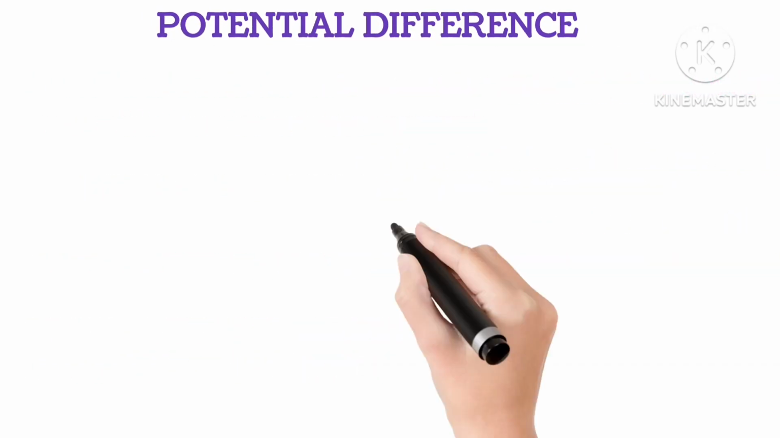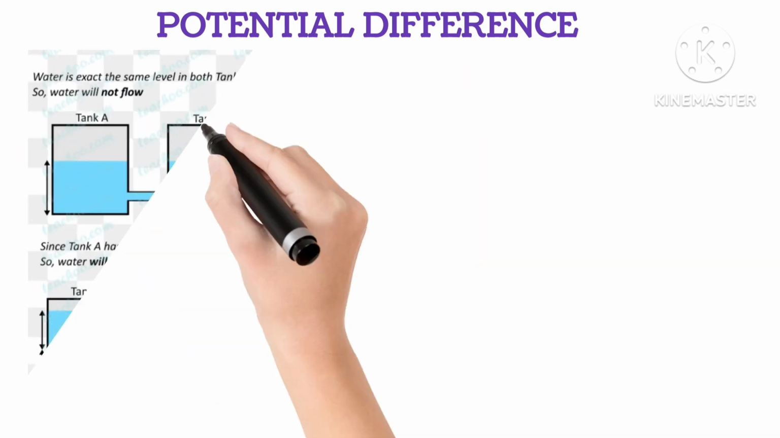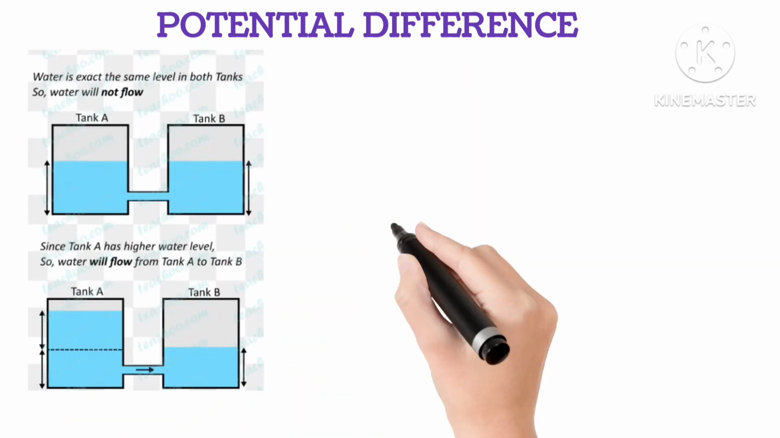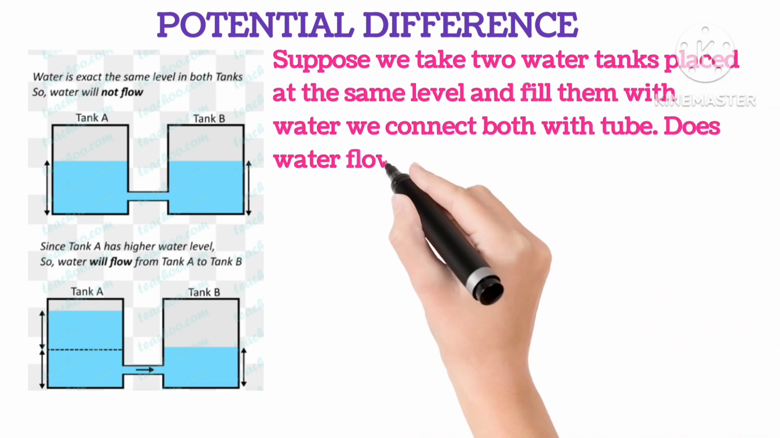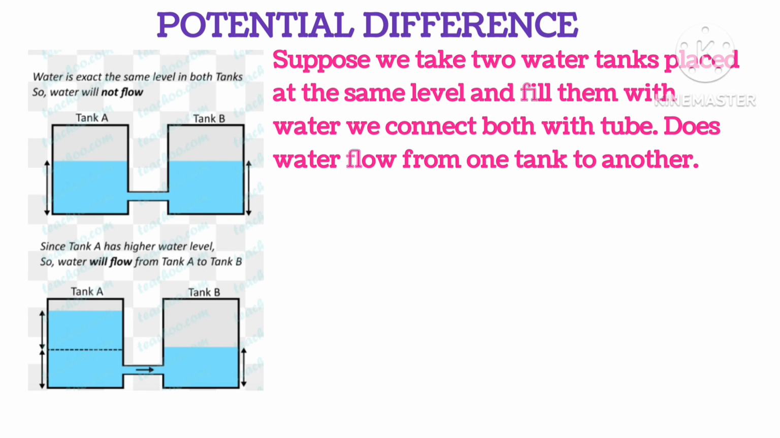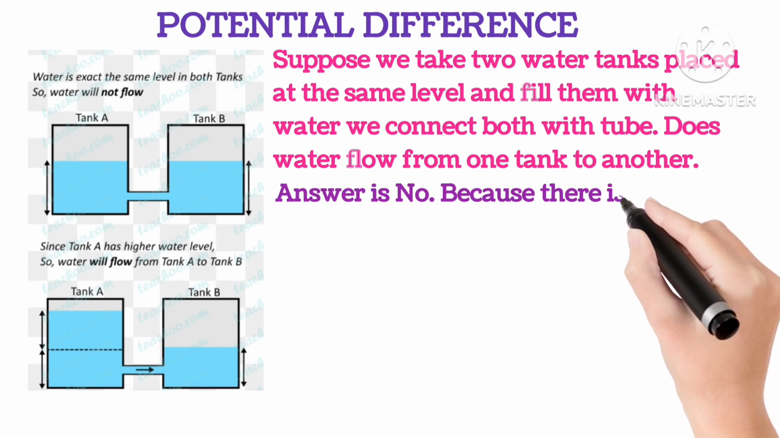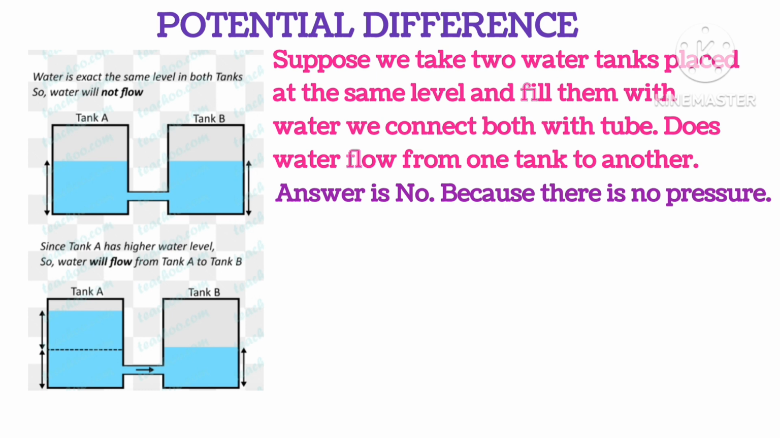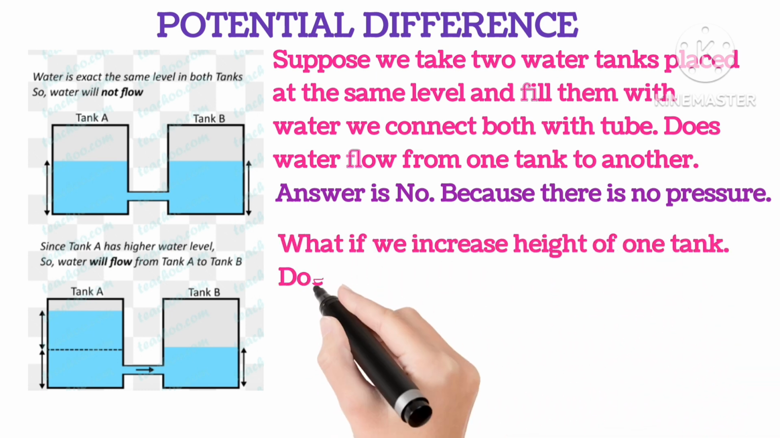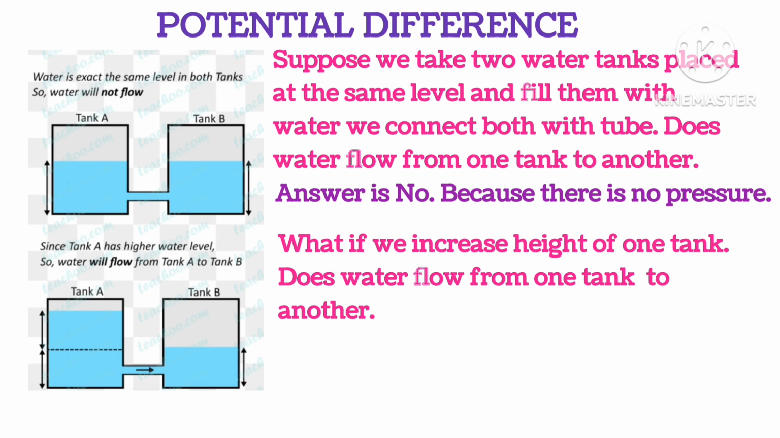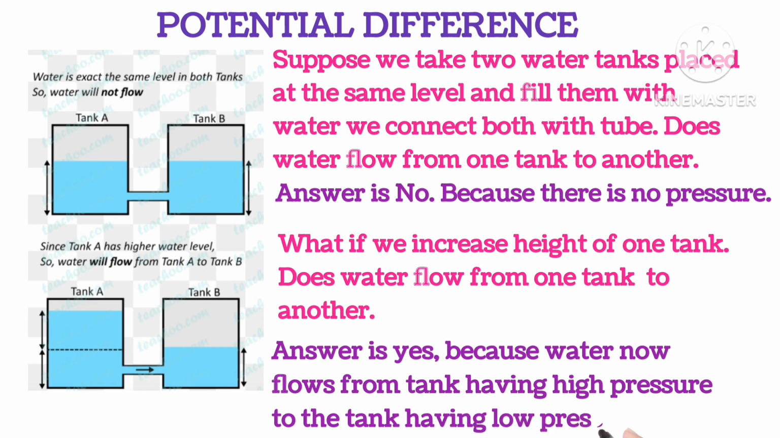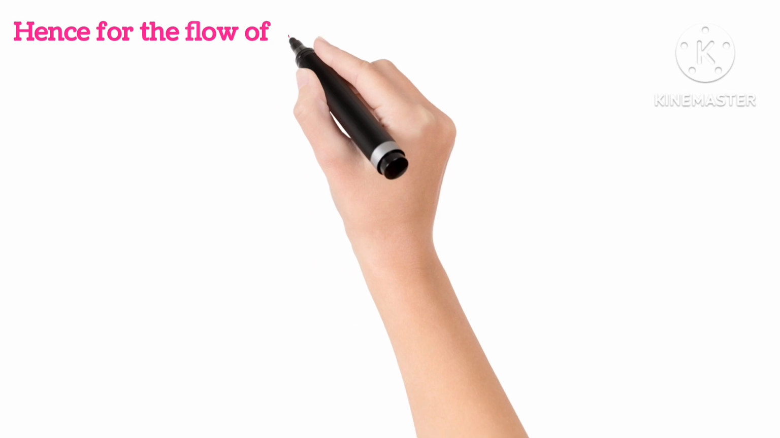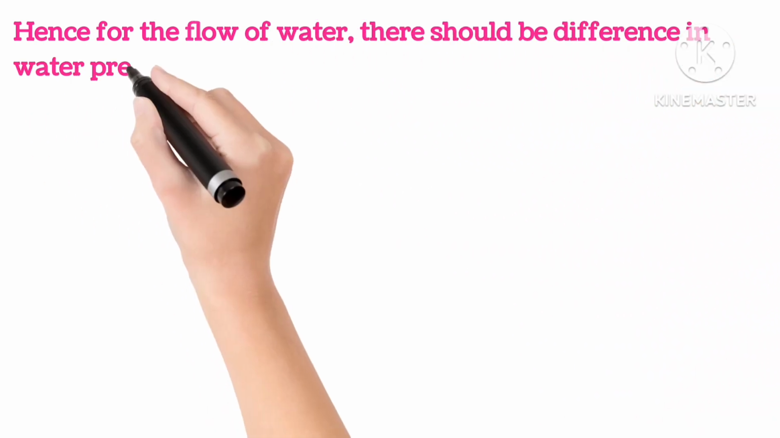Potential difference. Suppose we take two water tanks placed at the same level and fill them with water. We connect both of them with a tube. Does the water flow from one tank to another? The answer is no, because there is no pressure difference. What if we increase the height of one tank? Does the water flow from one tank to another? The answer is yes, because water now flows from the tank having higher pressure to the tank having lower pressure. Hence, for the flow of water, there should be a difference in water pressure.